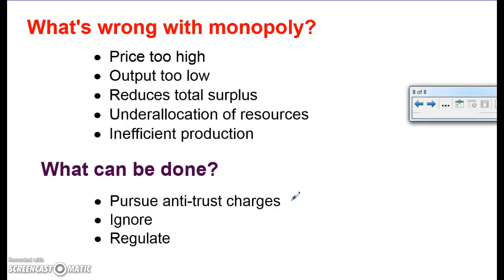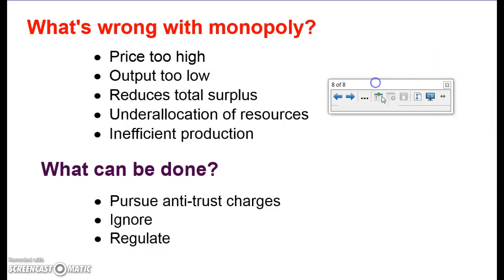We can pursue antitrust charges, so we can do things like the Sherman Antitrust Act and try to break up monopolies. They split up some monopolies, like, for example, the phone company was broken up in the 1970s. We can also ignore monopolies and let them function. And we can regulate them. In other words, we can limit them by either price or profit. So we can give them a cap on what they can charge, or we can put a limit on the amount of profits they can get. So we'll come back to regulation next time.